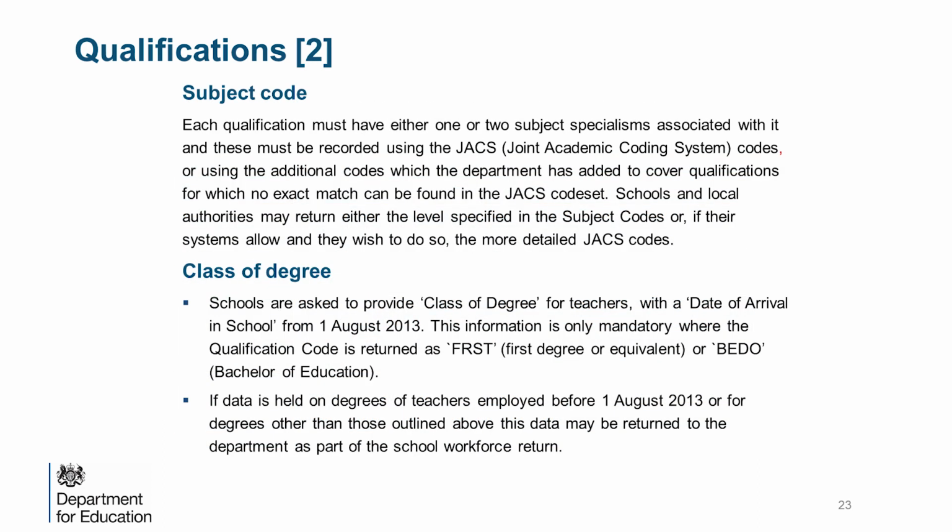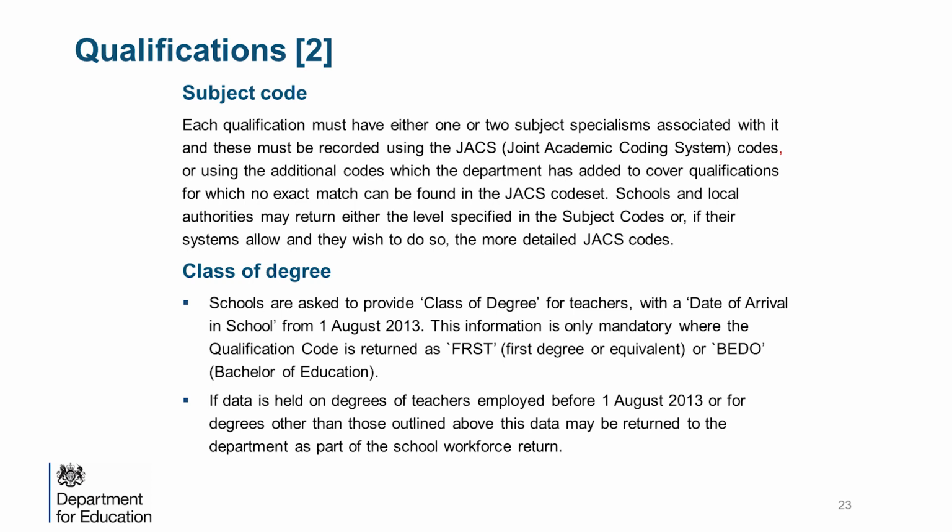Each qualification must have either 1 or 2 subject specialisms associated with it, and these must be recorded using the Joint Academic Coding System codes, or using the additional codes which the department has added to cover qualifications for which no exact match can be found in the JACS code set.